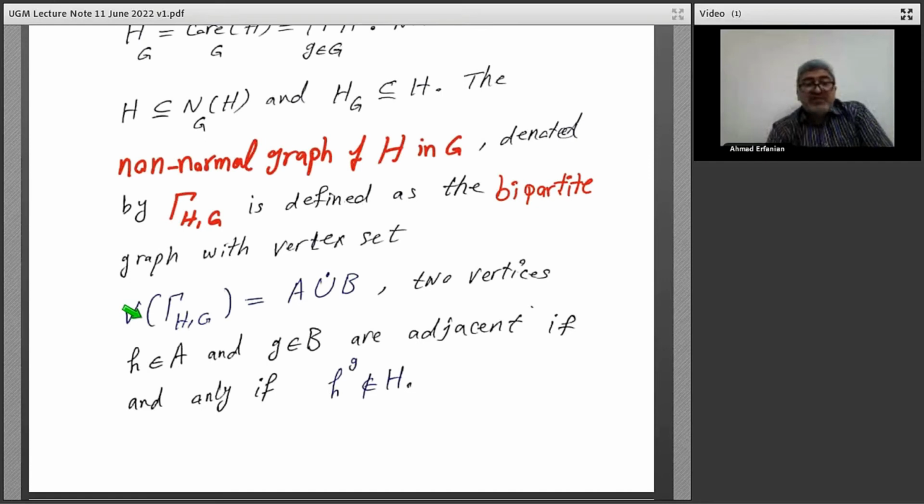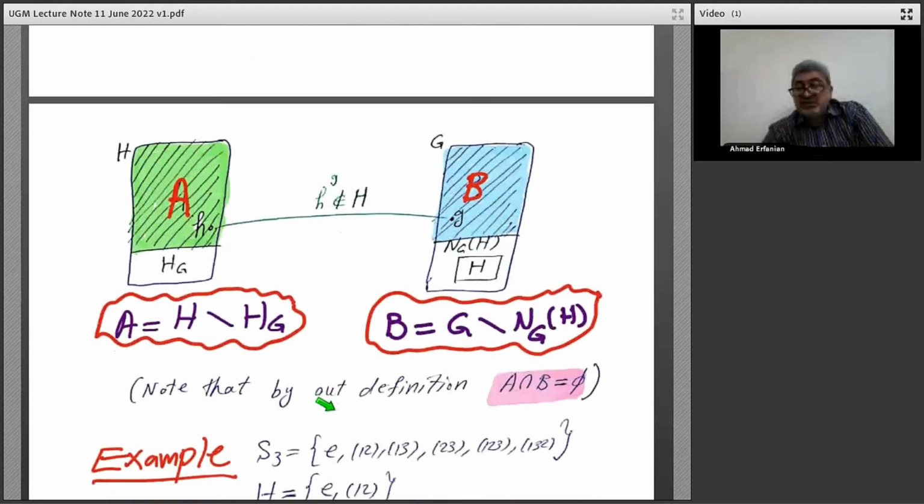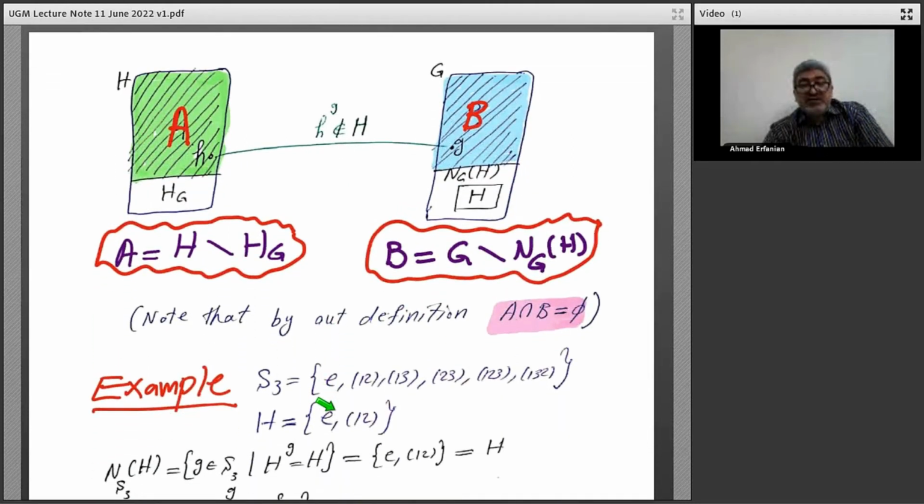So the vertex set consists of the above two disjoint sets A and B. So the union of A and B is the vertex set. And if we have two vertices, h in A and g in B, then we can say that h is adjacent to g if and only if h^g is not in H.